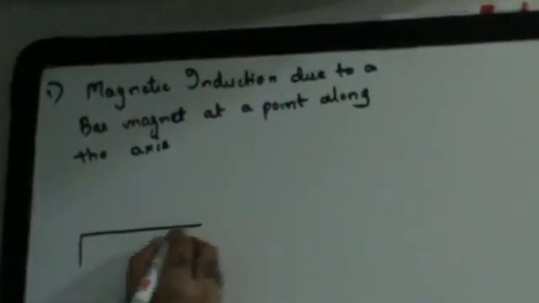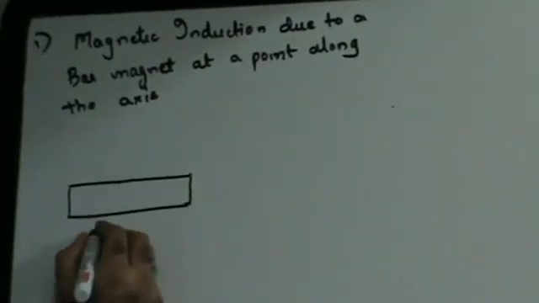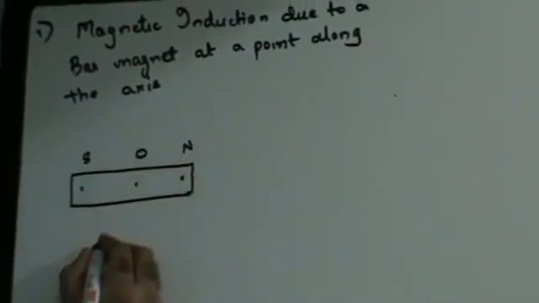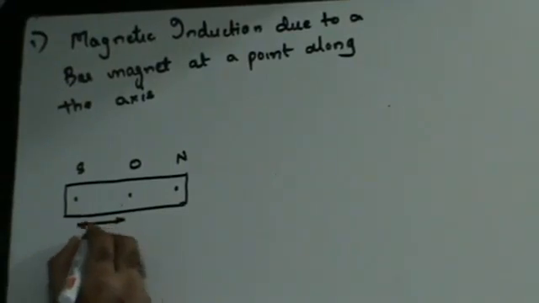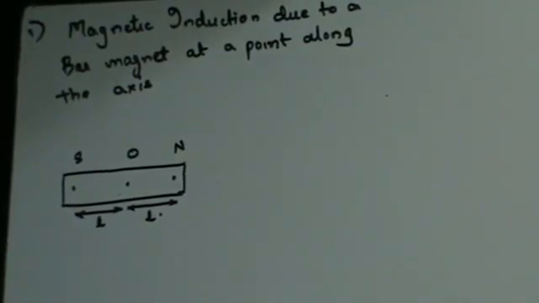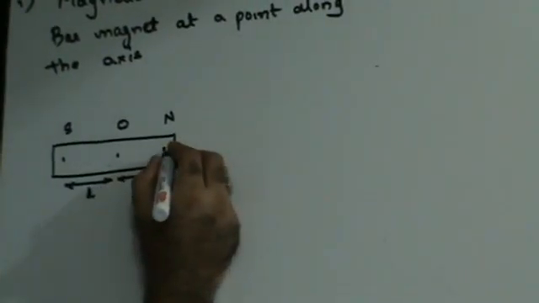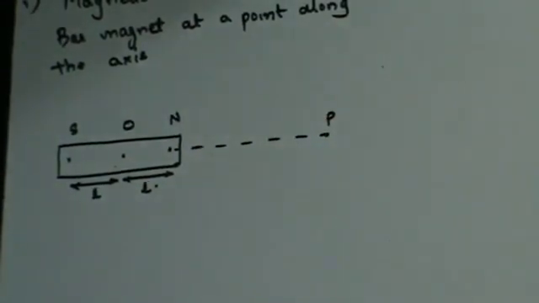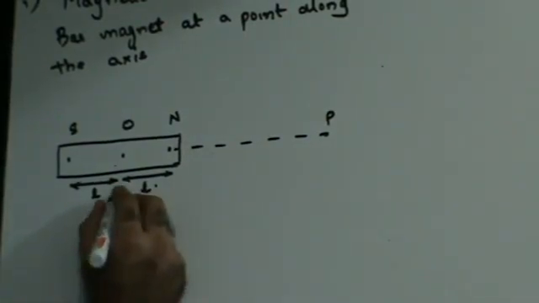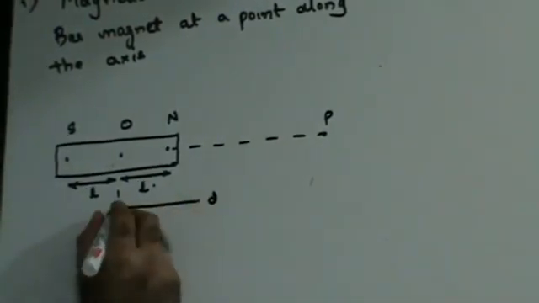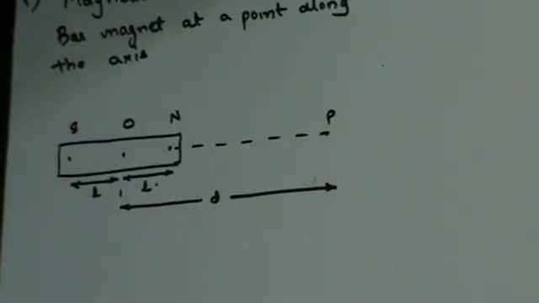Let's assume that I have a magnet. This is the north pole of the magnet, the south pole of the magnet, and the center. Let's assume the length between the center and the north pole is L, and between the center and the south pole is also L. Now let's find a point P along the axis, at a distance D from the center of the magnet.